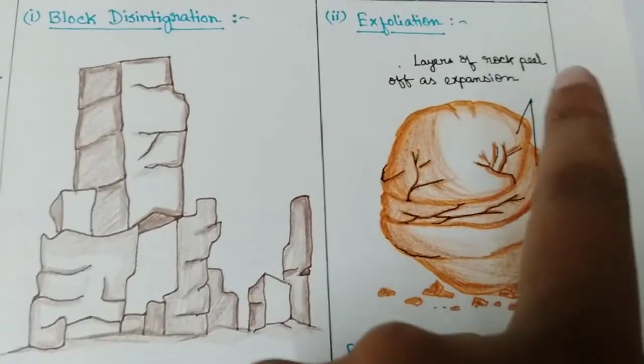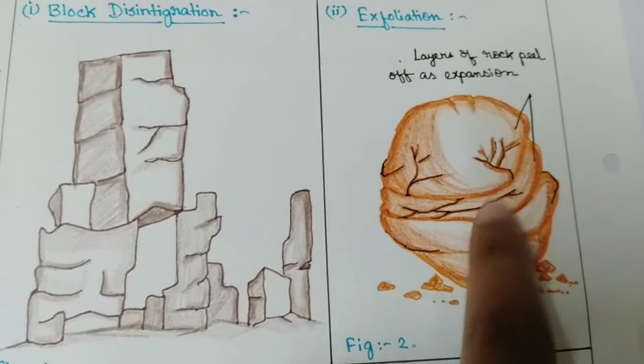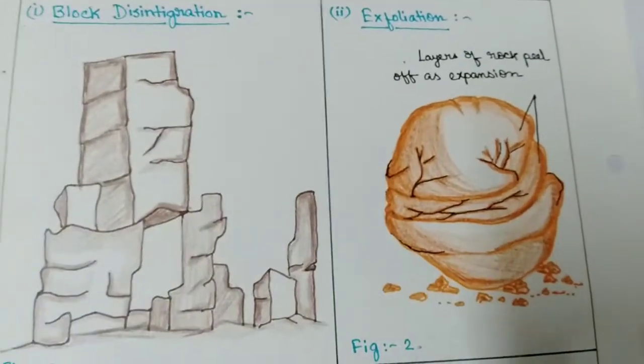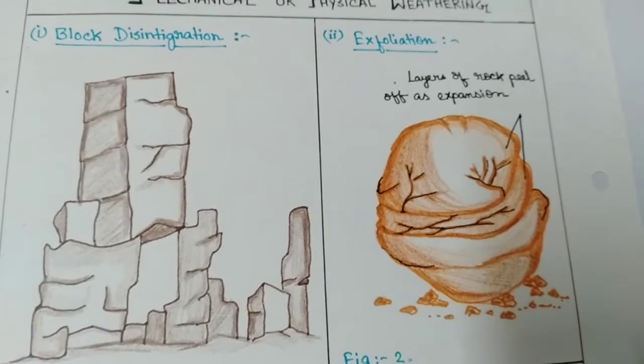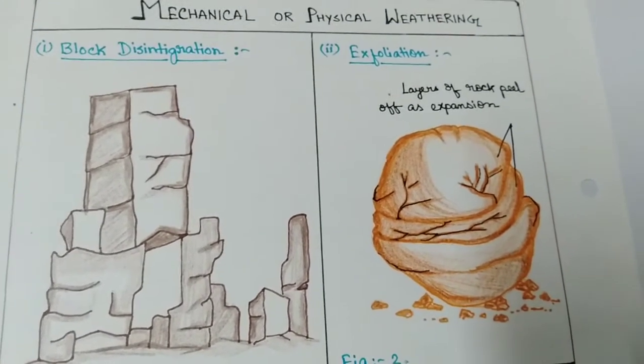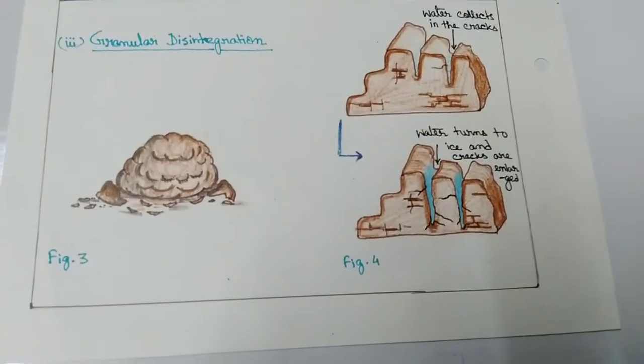As you can see, the layers of rock peel off as the rock expands, continuously heating up and pressurized through these joints and cracks, and so the underlying layers are peeled off from the main rocks. So this is called exfoliation. It is mainly caused by physical weathering or mechanical weathering. Coming to the last point, that is granular disintegration.